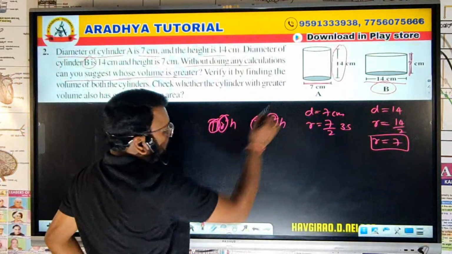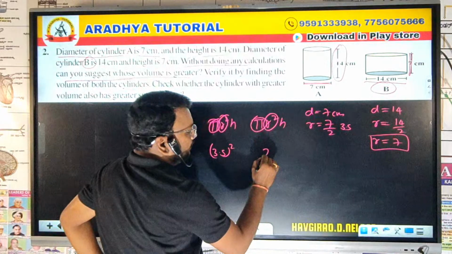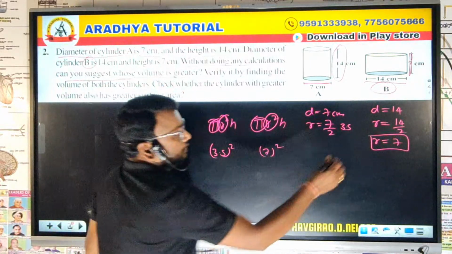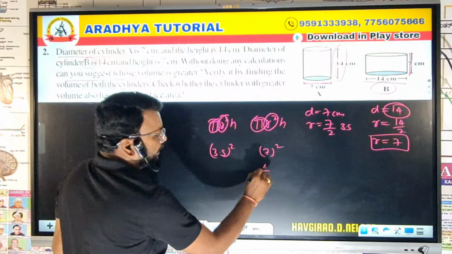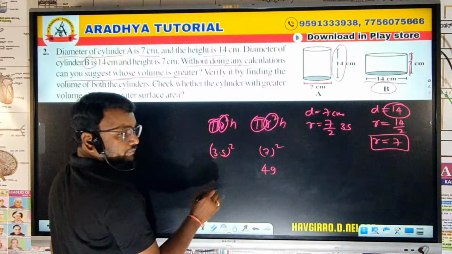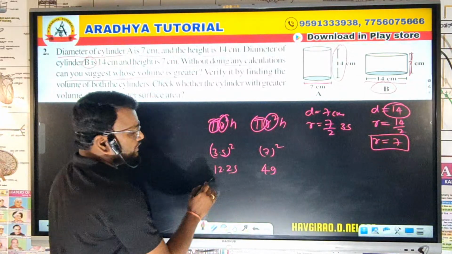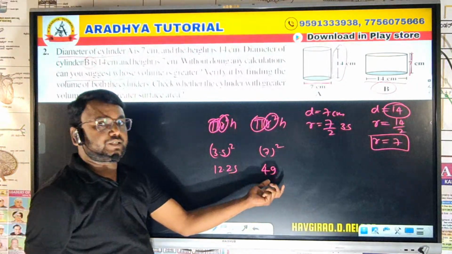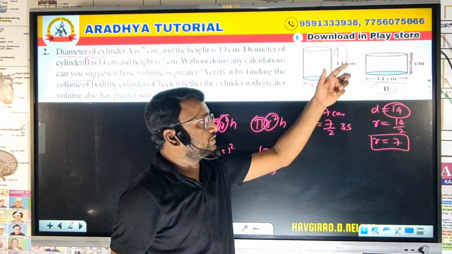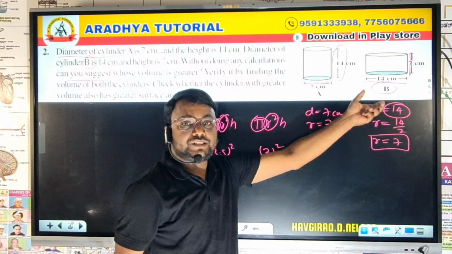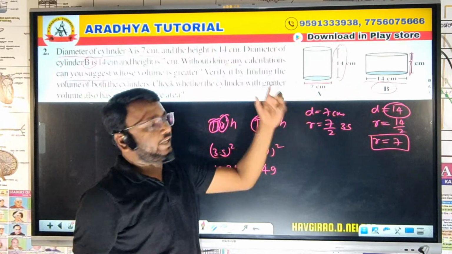When the radius is doubled, we get 3.5 square here, and there 7 square, the diameter 14 has radius 7. 7 square is 49. Here 3.5 square is 12.25. Which one is greatest here? 49 is greatest. That's why without doing any calculation, the volume of cylinder B is greater compared to the volume of cylinder A.